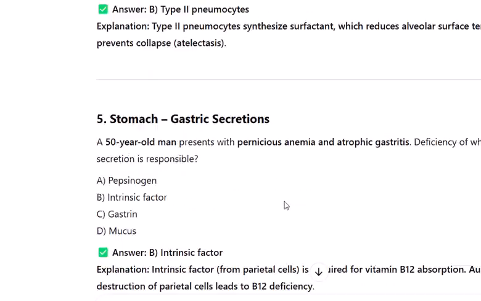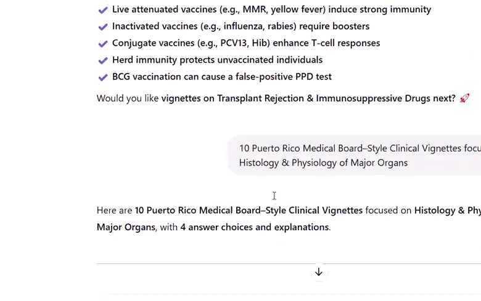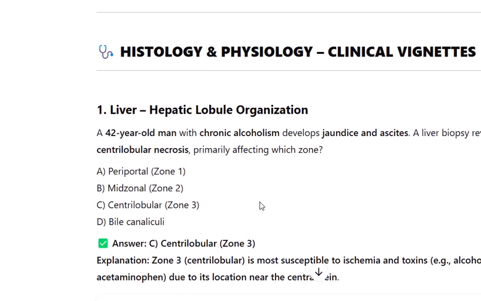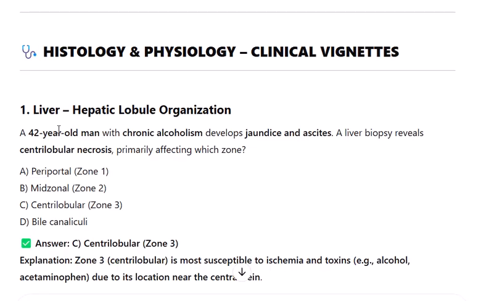Here are 10 Puerto Rico Medical Board-style clinical vignettes focused on histology and physiology of major organs, with 4 answer choices and explanations. Histology and Physiology Clinical Vignette. Liver, hepatic lobule organization. A 42-year-old man with chronic alcoholism develops jaundice and ascites. A liver biopsy reveals centrilobular necrosis, primarily affecting which zone?